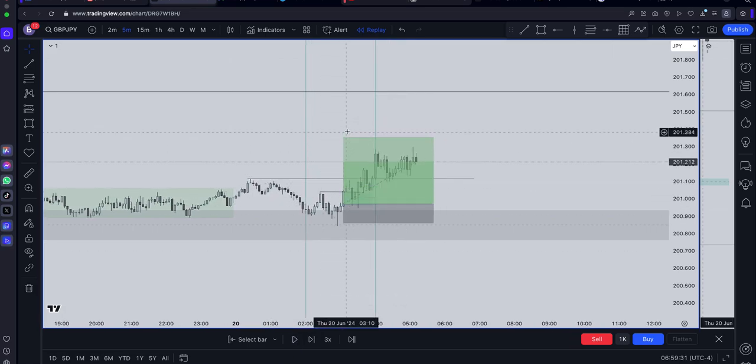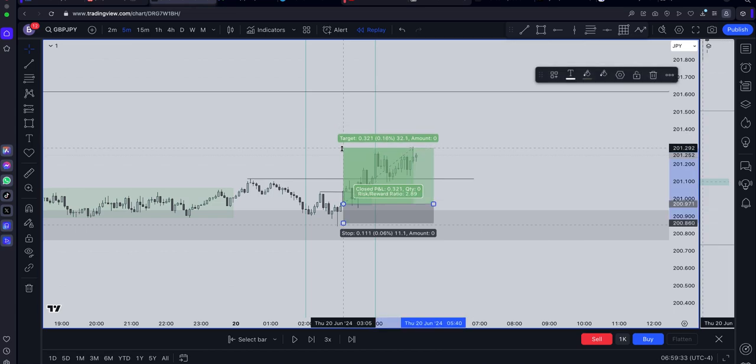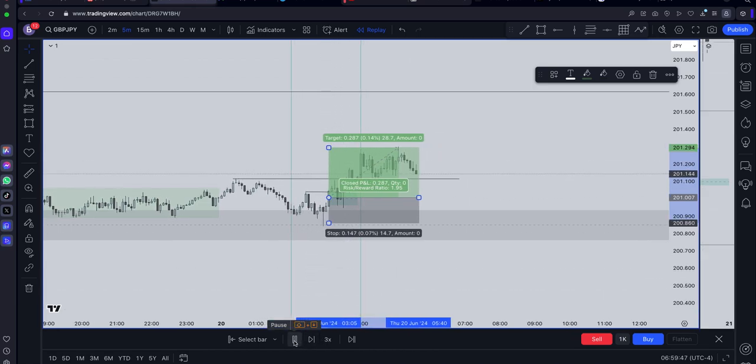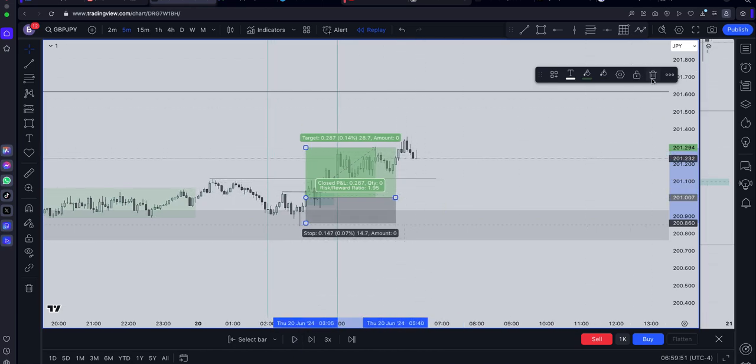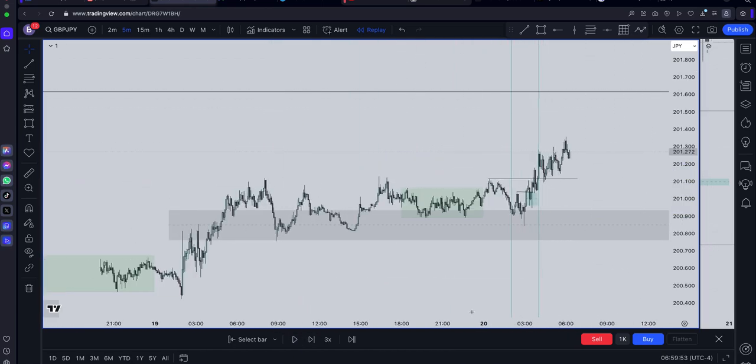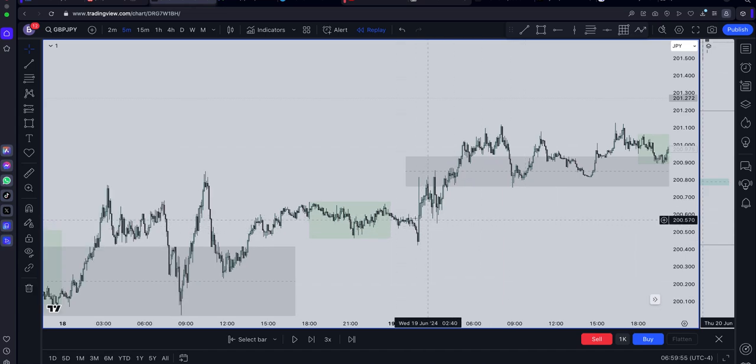Is this 2 to 1? I think 2 to 1 was around here or something. I took the trade from this level here. So I guess this is 2 to 1, so I closed my trade. So that's it for this strategy. Nothing much. It's a very, very easy one.